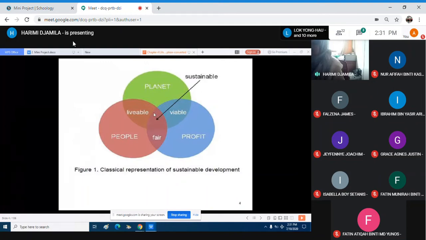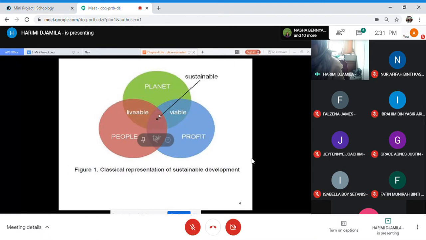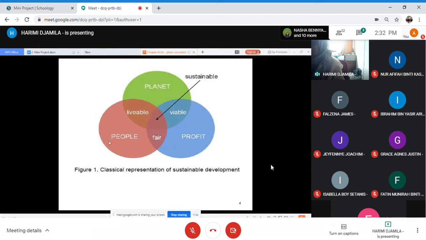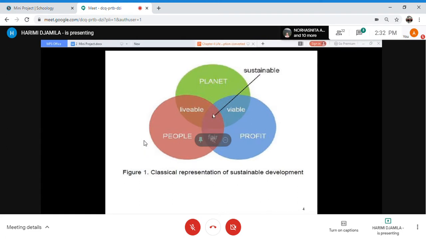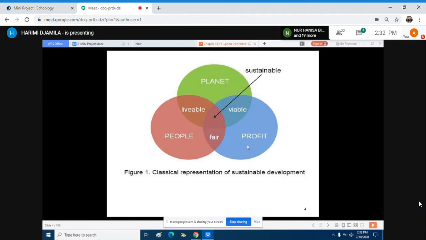Okay, so when we talk about sustainability, there is the intersection between people, planet, and profit, which is, as I mentioned, wider than the environmental aspect alone. When we talk about people and profit, it's this kind of fairness.